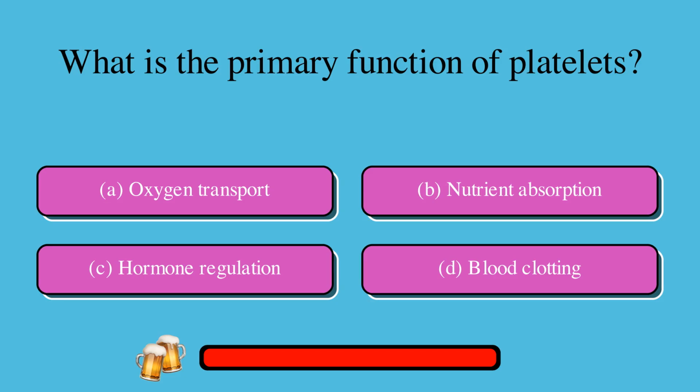What is the primary function of platelets? A. Oxygen transport, B. Nutrient absorption, C. Hormone regulation, or D. Blood clotting? The correct answer is D. Blood clotting.